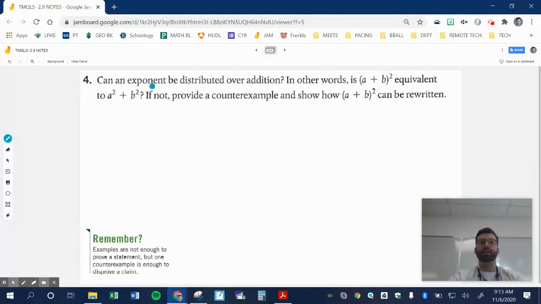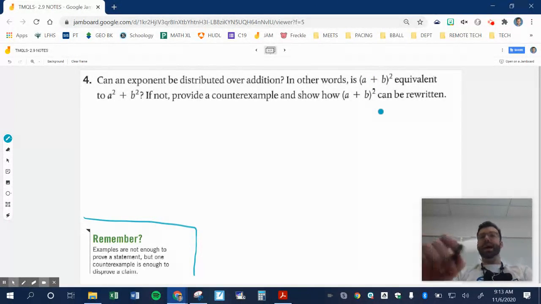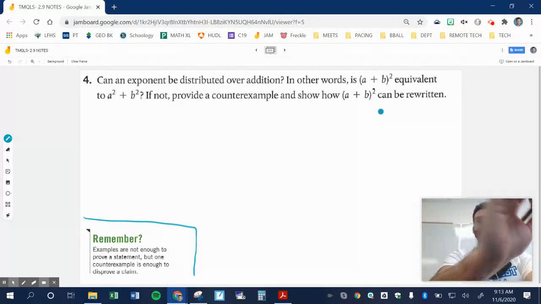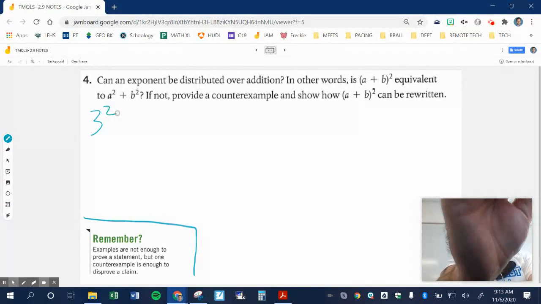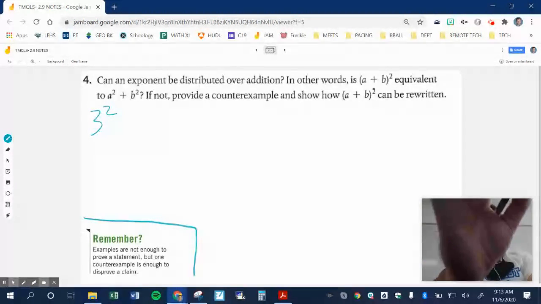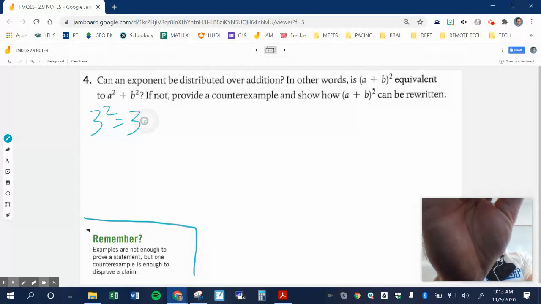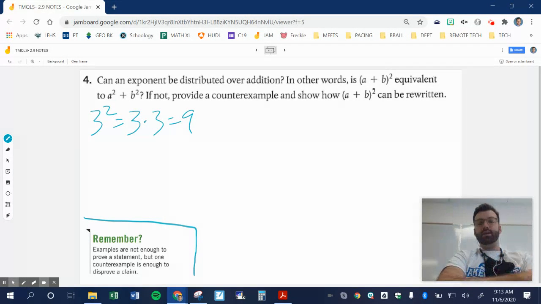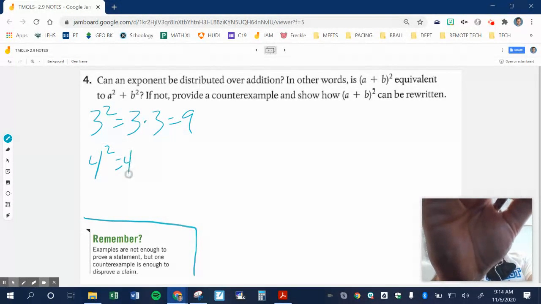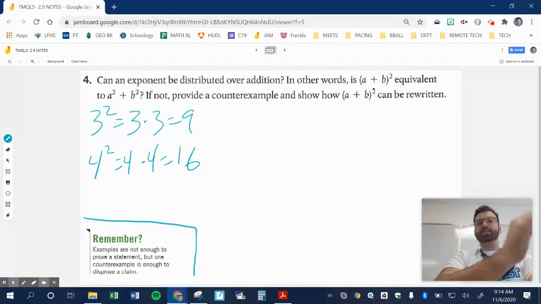Okay, can an exponent be distributed over addition? In other words, is a plus b squared equivalent to a squared plus b squared? If not, provide a counterexample. Well, this is a very common mistake that a lot of people make. They just distribute exponents. You cannot distribute exponents. All right, I'm going to show you a little something here. If I do 3 squared, what is 3 squared? It's 3 times 3, which is 9. Okay? If I do 4 squared, well, 4 squared is literally 4 times 4 to get 16.